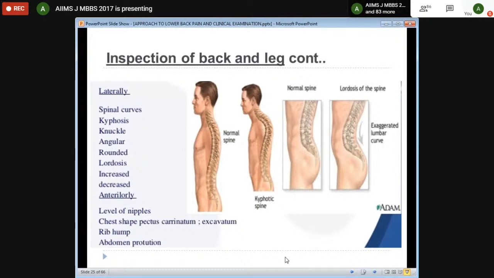Anteriorly, when you see the patient, you should note the level of the nipples, because that might sometimes indicate various types of spinal deformity, the bony deformities in the back. Then the shape of the chest: pectus carinatum, pectus excavatum, different kinds of chest shapes are there. Rib hump should be noted, and abdominal protrusion, because that will cause undue pressure on the back, leading to more curvature or increased lordosis.